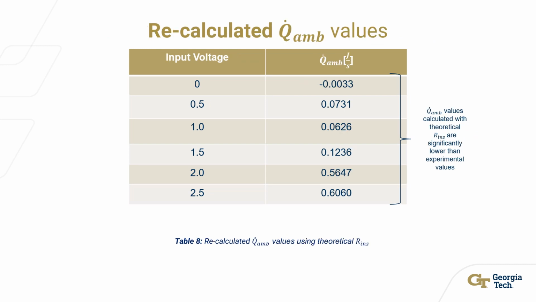Finally, we have our values for the heat transfer rate due to ambient heating, which is calculated using the theoretical insulated resistance values. These values are significantly lower than the experimental Q ambient values due to theoretical insulated resistance values being an order of magnitude higher than the experimental insulated resistance values.